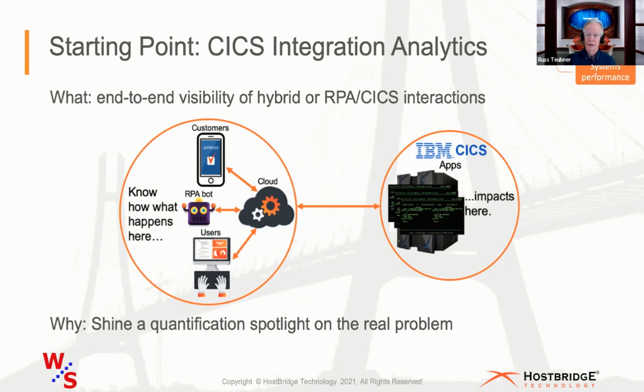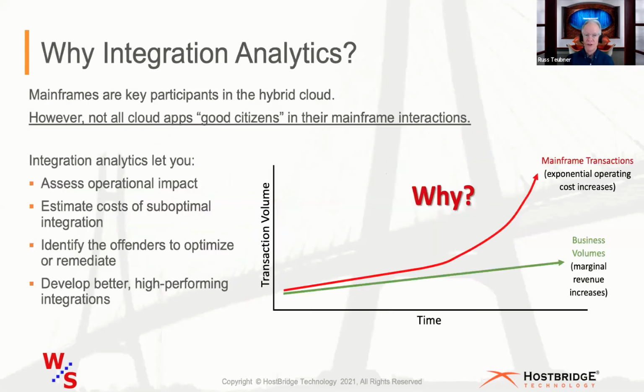But we live in an era where the apps that are living on System Z today are there for a reason. And so what we need to do is, using good analytics, we need to be able to shine what we call a quantification spotlight on how those worlds combine and interact. In other words, knowing how what happens on the left side of this diagram impacts what happens on the right. Jerry, let's move on.